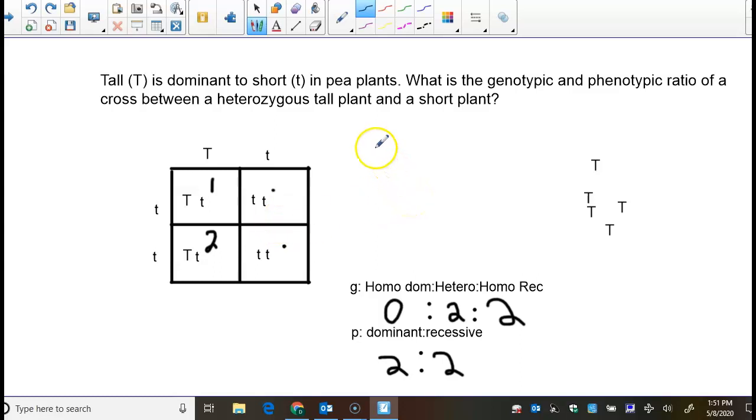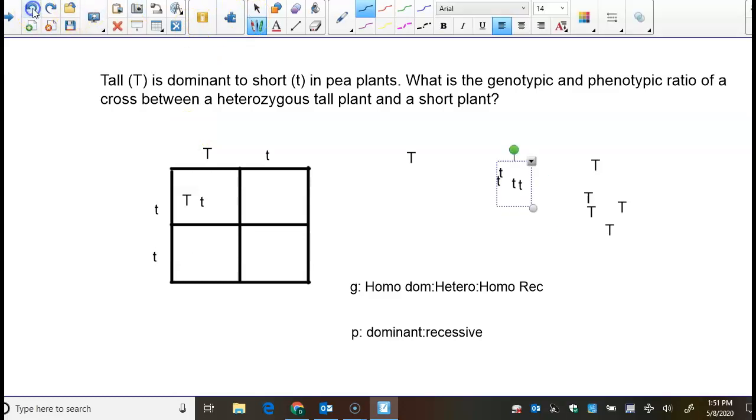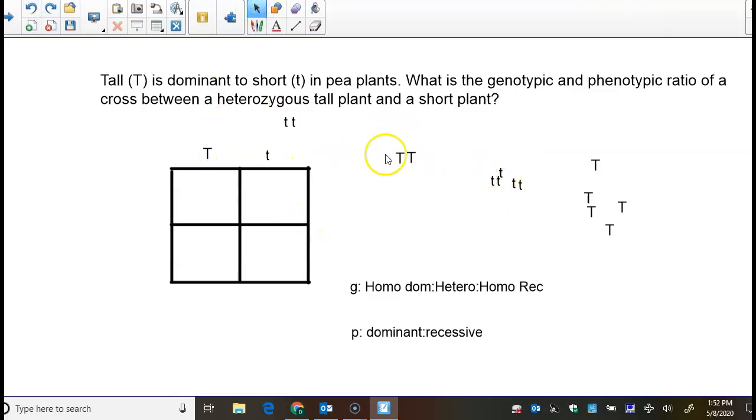So let's try another one out just to see if it makes sense to you. Let's say I want to know the same question, right? But instead of a heterozygous and a short plant, I want to know about 2 heterozygous plants. So instead of big T crossed with big T, little t, we're going to do big T, little t crossed with big T, little t. So let's say both plants are going to be heterozygous. So I'm going to fill in my Punnett square: big T, big T, little t.